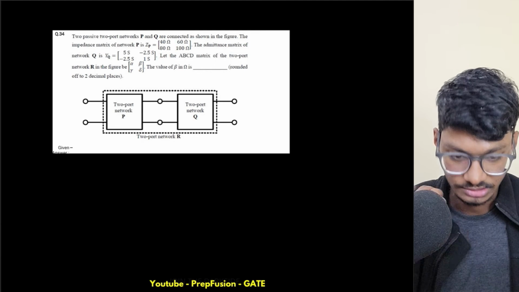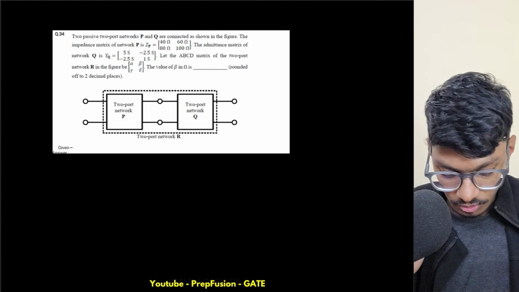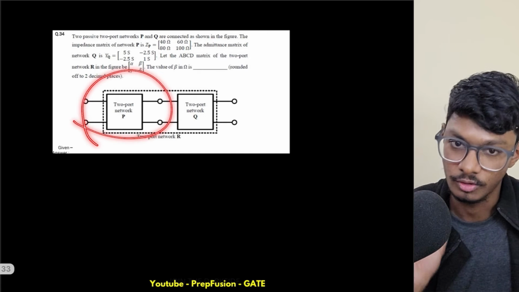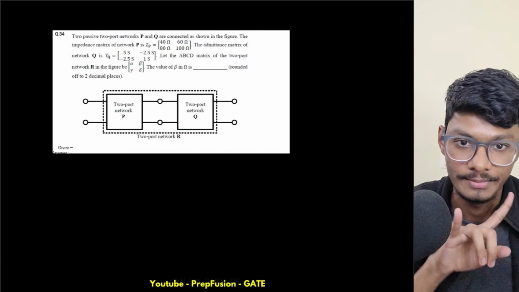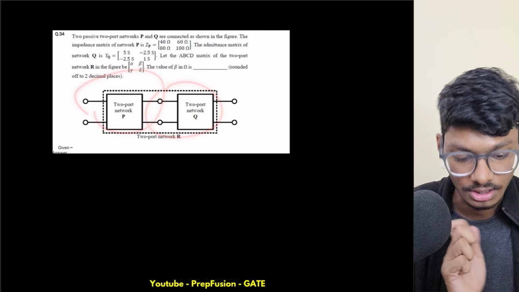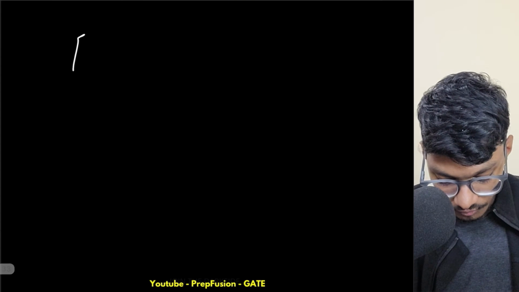Basically I will explain it, so it will take me some time. The first thing is, if we know the ABCD parameters of the P network and the Q network, the overall ABCD parameter will be simply the matrix multiplication, because they are in cascade. That is known to everyone. Now, what is the other concept?